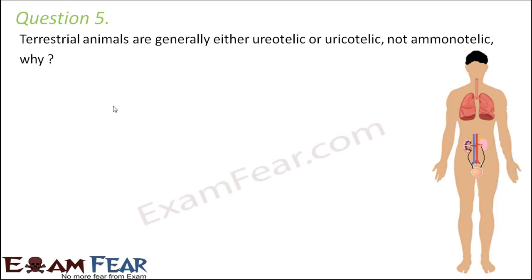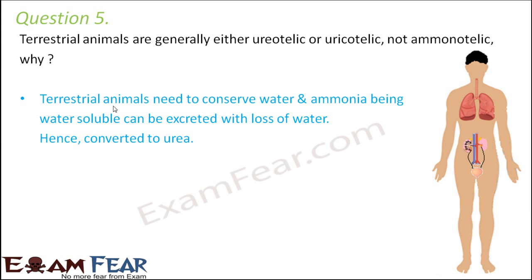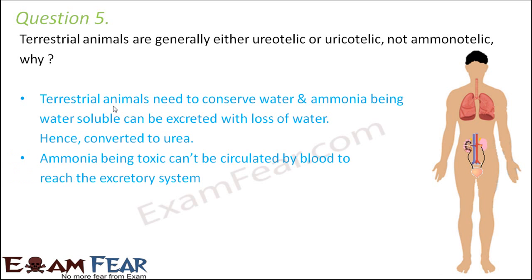So instead, what do they do? They convert ammonia into urea and then release urea, because urea needs lesser water and uric acid needs even lesser water. So that means they can conserve some water, and that is why mostly terrestrial animals are ureotelic or uricotelic. So terrestrial animals need to conserve water, and ammonia being water soluble can be excreted with loss of water. Hence, they are converted to urea. That is one important reason.